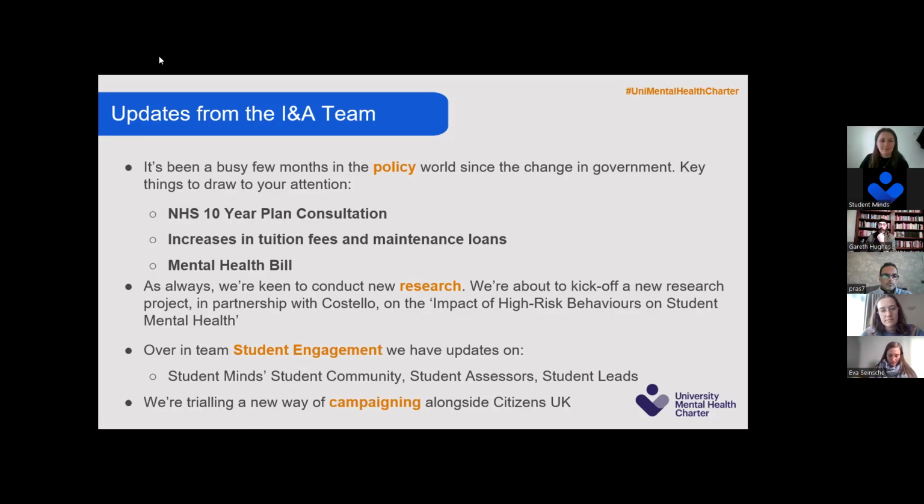And I think it is important for us to always have in our head that while we're working on the Charter, it is one part of what we're trying to do overall. It's one of the things that we have to help support the sector and help universities develop and improve mental health and well-being for staff and students right across the universities in the UK.